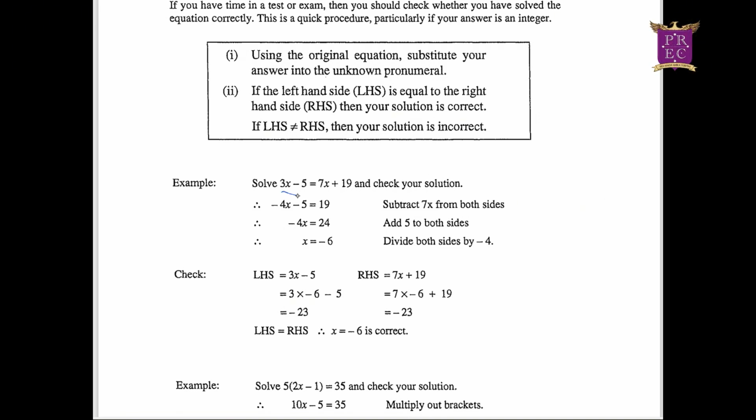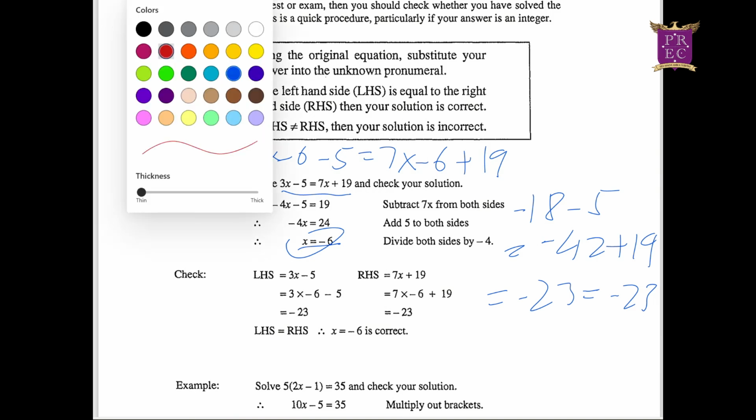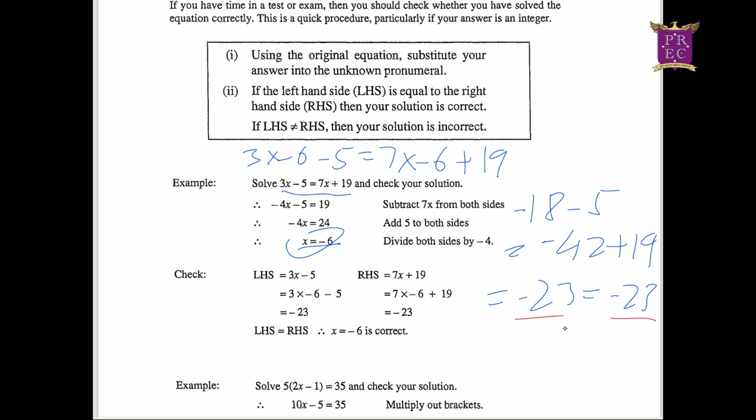So, if I were to do that with this equation, I would sub in negative 6, which they say is the answer here. So that would give me 3 times negative 6 minus 5 equals 7 times negative 6 plus 19. So that would be negative 18 minus 5 equals negative 42 plus 19. So that means negative 23 equals negative 23. So as we can see, both sides of the equation are equal. So the equation is correct, meaning the value we found for x is the correct value.